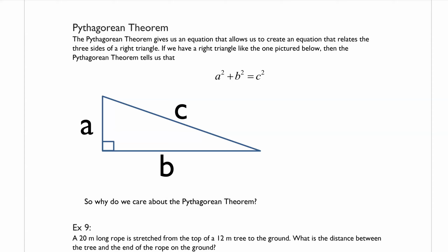The Pythagorean theorem gives us an equation that allows us to relate the three sides of a right triangle. Now, a right triangle is one where one of the angles is equal to 90 degrees, or is a right angle. And the Pythagorean theorem tells us if we have a right triangle, then if we square the sides and add them up, that is equal to the squared length of the hypotenuse. And the hypotenuse is this diagonal length here. So that is called the hypotenuse.